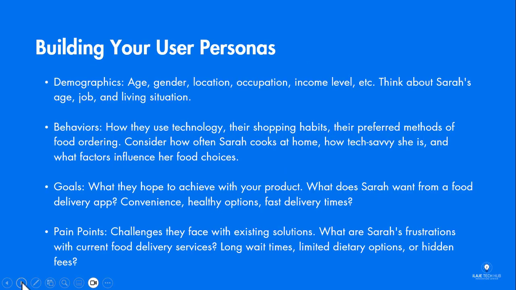Now, how can you build your persona? So it leads us to the question of how do you create user personas? Here is a breakdown of the key elements. The first one is demographics: age, gender, location, occupation, income level, etc. So think about Sarah's age, job, and living situation.